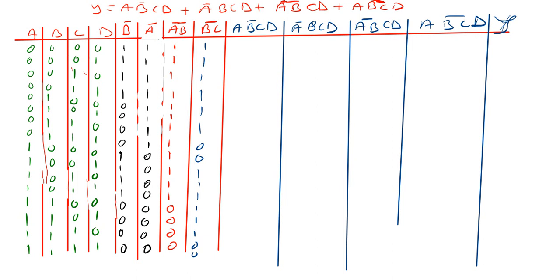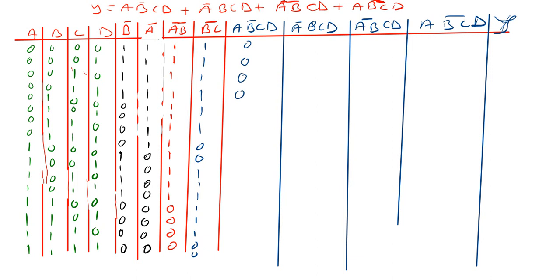you will have only one row having 1 in this column. So we shall have zeros, or how many zeros? We shall have 1, 2, 3, 4.